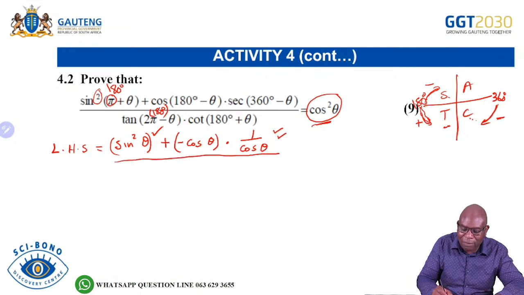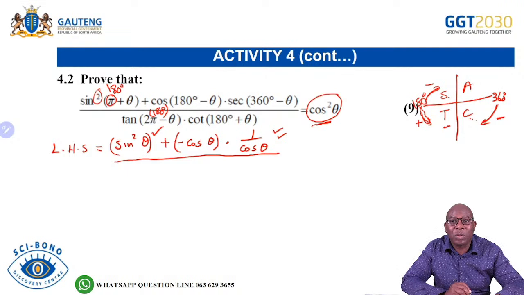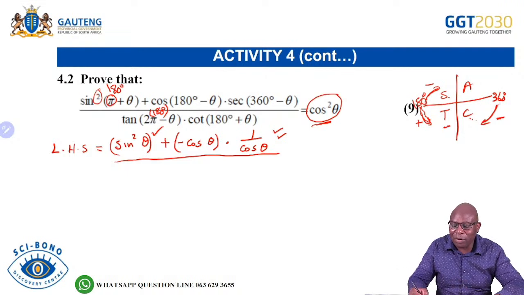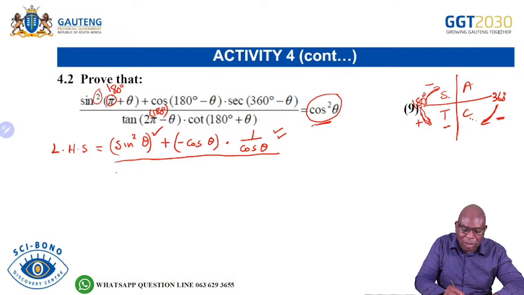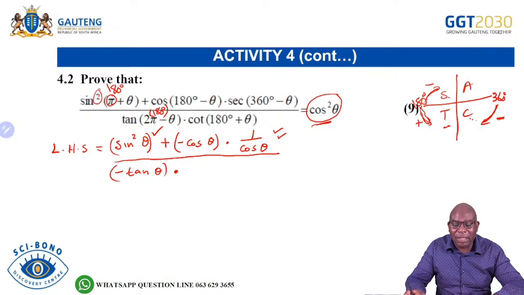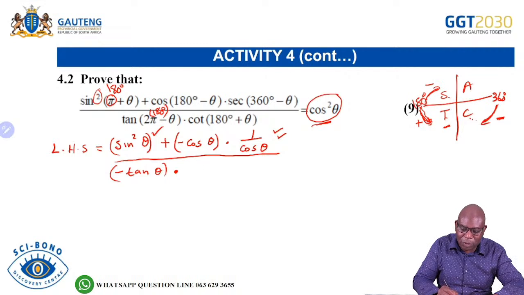Then I'll have tangent of 180 times 2, which is 360, meaning it's tan of 360 minus. In the 4th quadrant, there's no T. If there's no T, it becomes negative tan of theta. Multiply by cot of 180 degrees plus. So for 180 plus, cot is a friend to tan, so it becomes positive. So it becomes a positive cot. But I know cot is 1 over tan of theta.